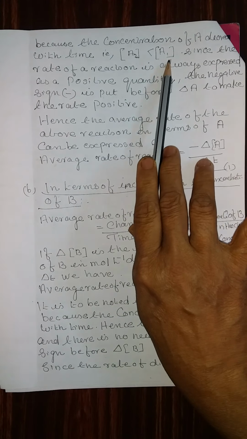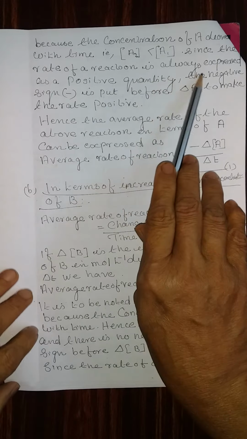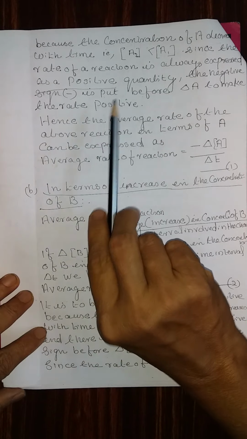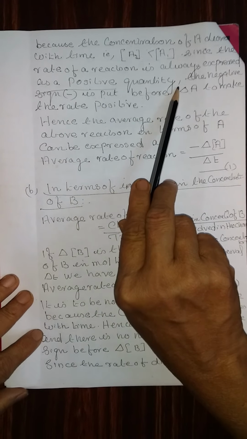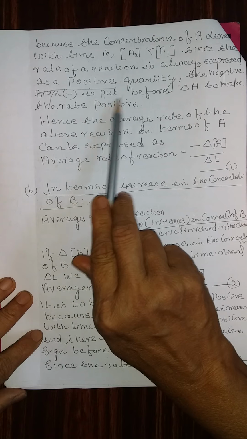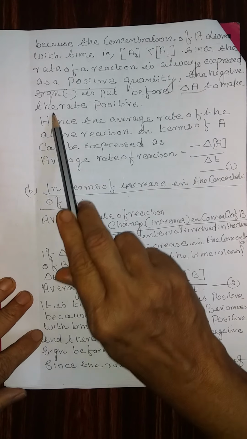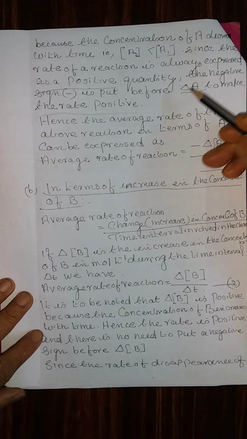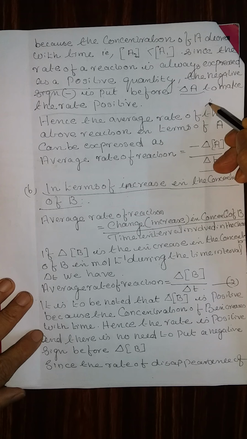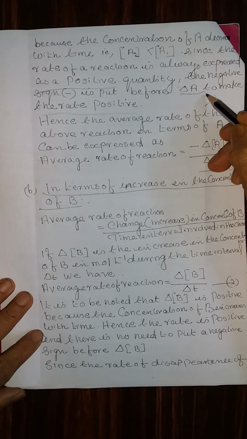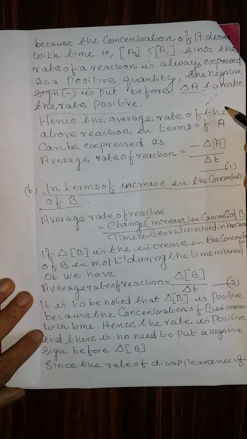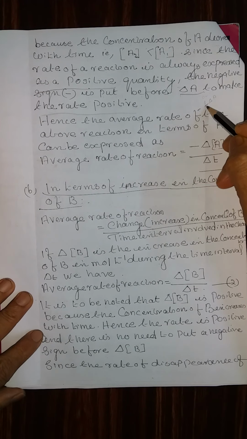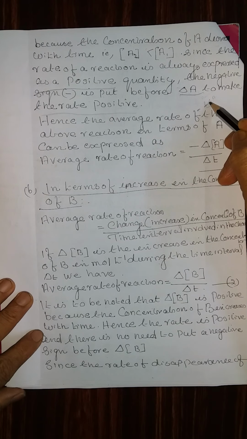That is, A1 is greater. Since the rate of reaction is always expressed as positive, this portion please listen when you are doing assignments. This is very important. To get a positive quantity, the negative sign is put before delta A in order to make the rate positive. We cannot say the rate of a reaction is negative. Therefore, since we know that this delta A is negative because A2 is smaller and A1 is greater, we must put a minus sign before writing this difference in delta A to make it positive.